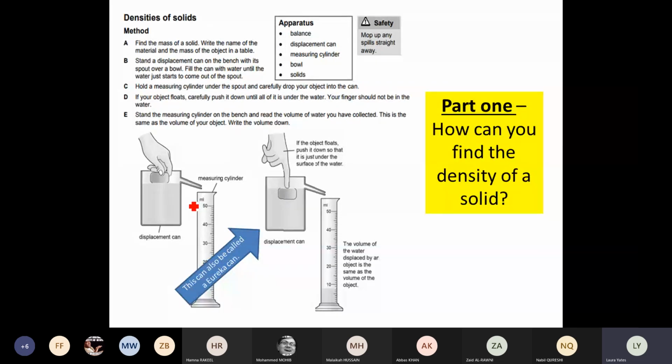You would then write the volume down. So to work out its density, you would use the mass that you measured at the beginning and the volume that you measured at the end, to do mass divided by volume, and then you would get the density of that object.